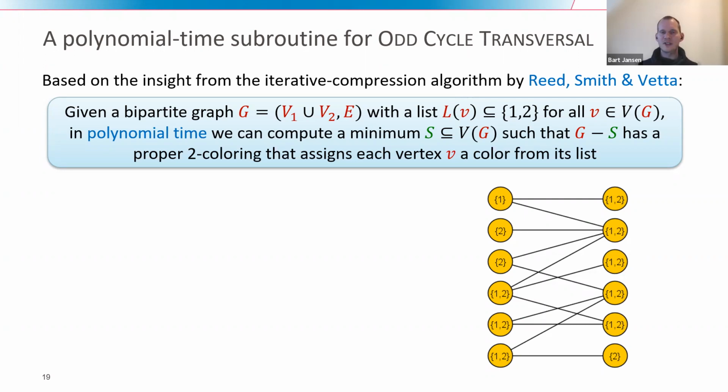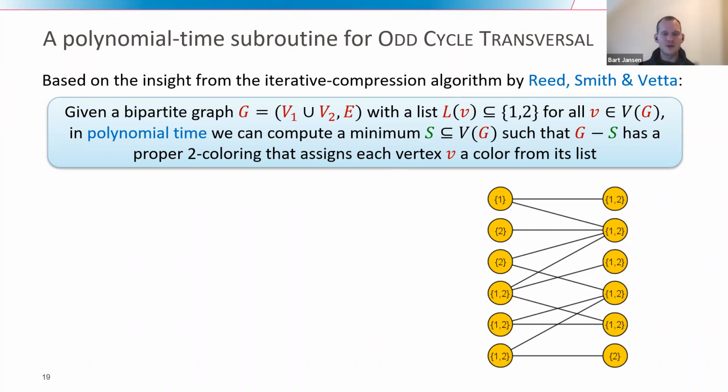So what we're going to be interested in is we have an elimination sequence that ends up with a bipartite graph, and now we want to use it to find a minimum odd cycle transversal. And we're going to use a polynomial time subroutine, which is inspired by the algorithm of Reed, Smith, and Vetta for solving odd cycle transversal parameterized by the solution size with iterative compression. And even if you've seen the original algorithm, maybe this subroutine is phrased in a way that isn't like the one you've seen before.